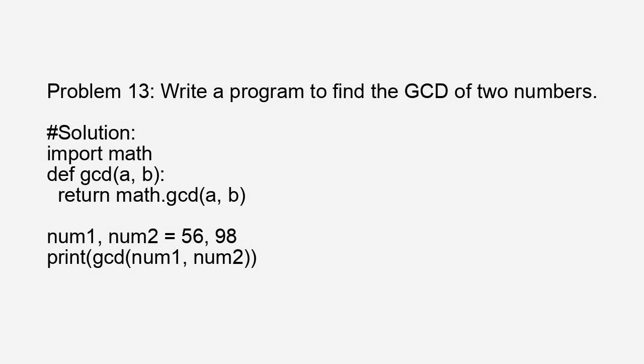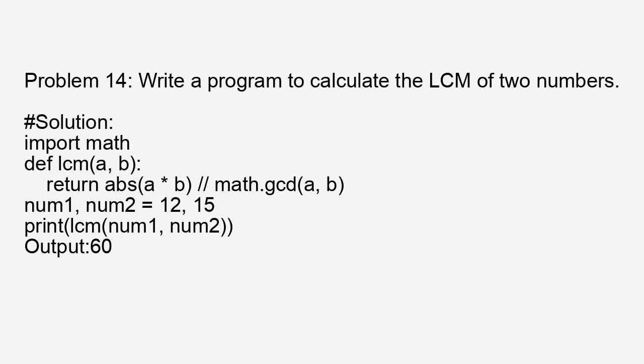Problem 13. Write a program to find the GCD of two numbers. # Solution. import math. def gcd(a, b): return math.gcd(a, b). num1, num2 = 56, 98. print(gcd(num1, num2)). Output: 14.